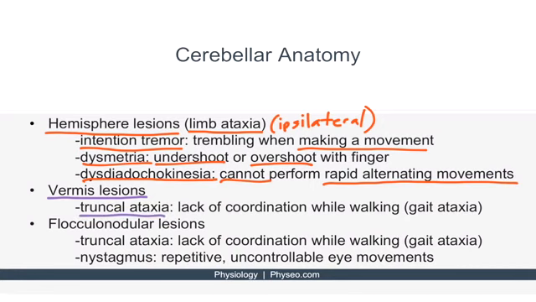If you damage this, you'll get truncal ataxia, so that's a lack of coordination while walking. This can be gait ataxia as well. This is a general overview of truncal ataxia. There can be other symptoms, for example, while the patient's sitting, they have a hard time maintaining posture because of truncal ataxia. But for the most part, you're going to see it with gait. They're going to have trouble walking. Flocculonodular lesions will cause truncal ataxia, just like we mentioned with the vermis lesions, and will result in gait ataxia. But it will also result in nystagmus, which is those repetitive, uncontrolled eye movements.